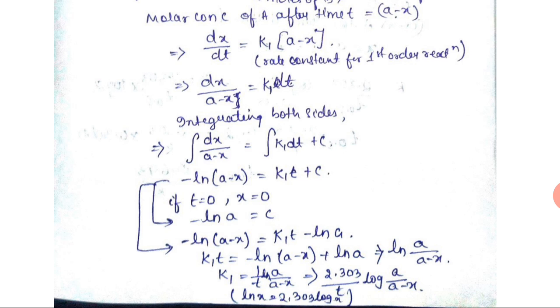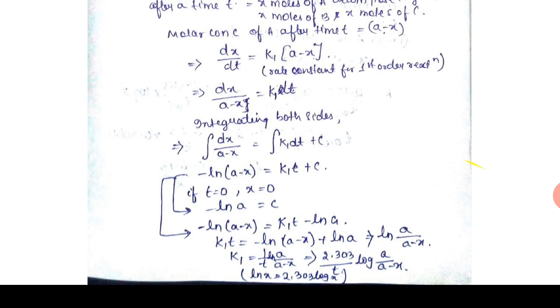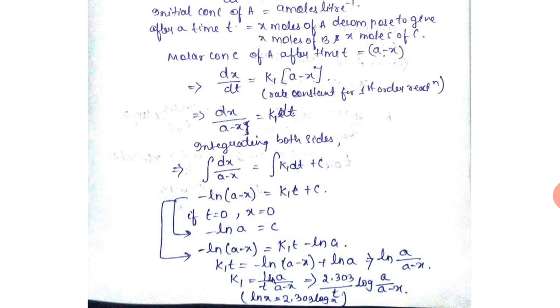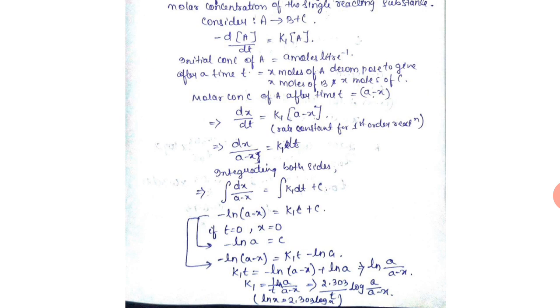As we know, ln x is equal to 2.303 log x. If you are not getting the equation, you may ask in the comment section and I will reply. But it is very simple, you may know it.